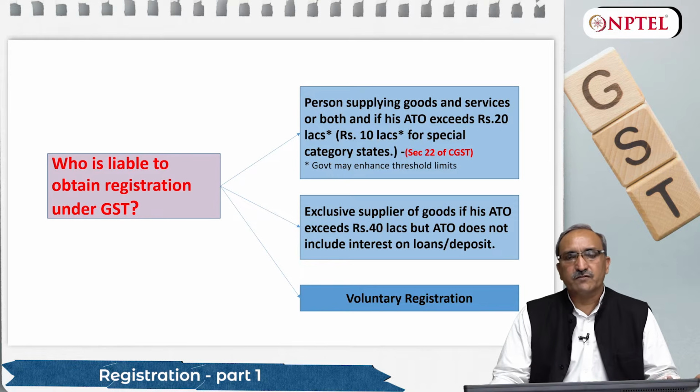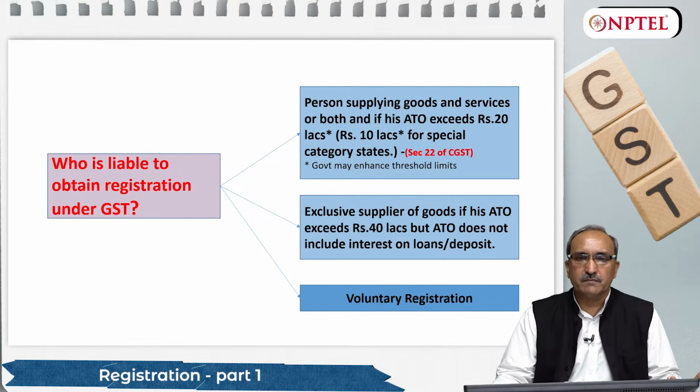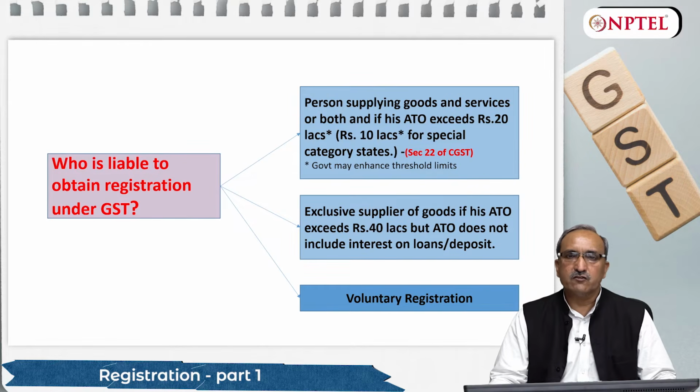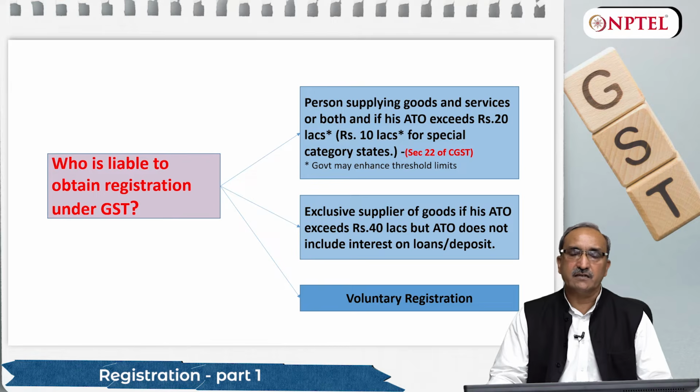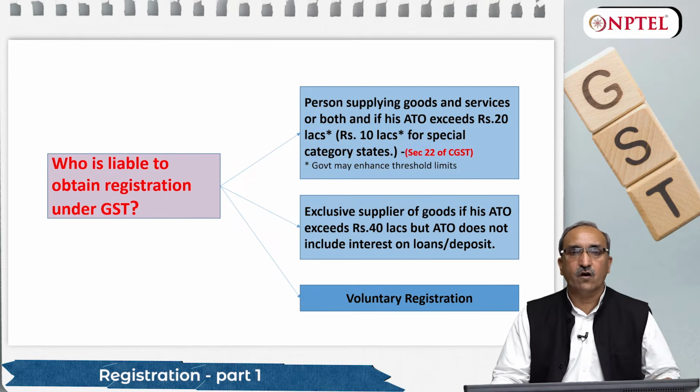If your turnover increases more than 20 lakh rupees, definitely you are supposed to take a GST number. If your turnover is 40 lakh, then you are supposed to be exclusively dealing in goods. There is no income from commission or rent or other. And otherwise, also you can go for GST registration voluntarily. So once you have obtained registration voluntarily, then all provisions of this act will be applicable.